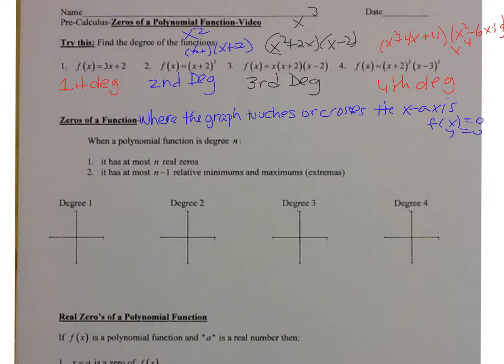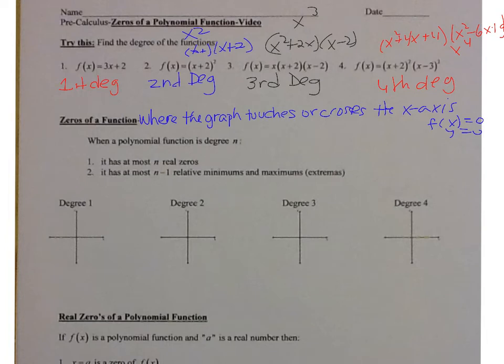All right, so then what we know is that when a polynomial function has a degree of n, it has at most n real zeros. So, for instance, let's take a look at number 3 here. It has a degree of 3, which means it will have at most 3 zeros. It might have 3, it could have just 2, but it'll have at most 3. It won't have 4. And it has at most n minus 1. So in this case, n minus 1, so that'd be 3 minus 1, which is 2. It'll have 2 mins or maxes, which are called extremas.